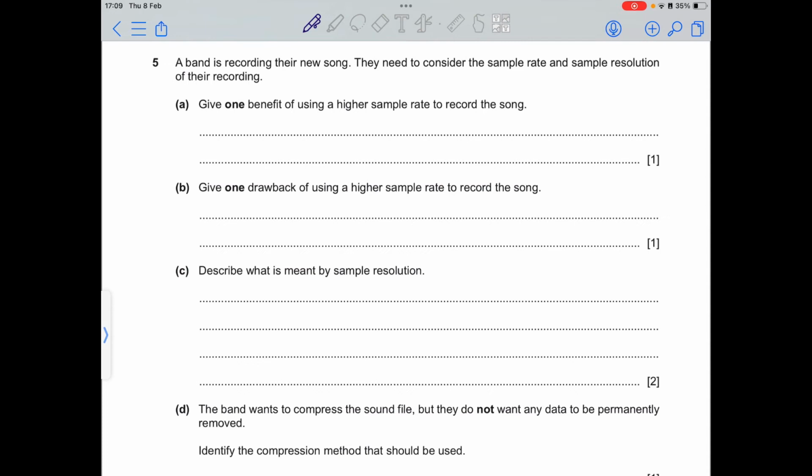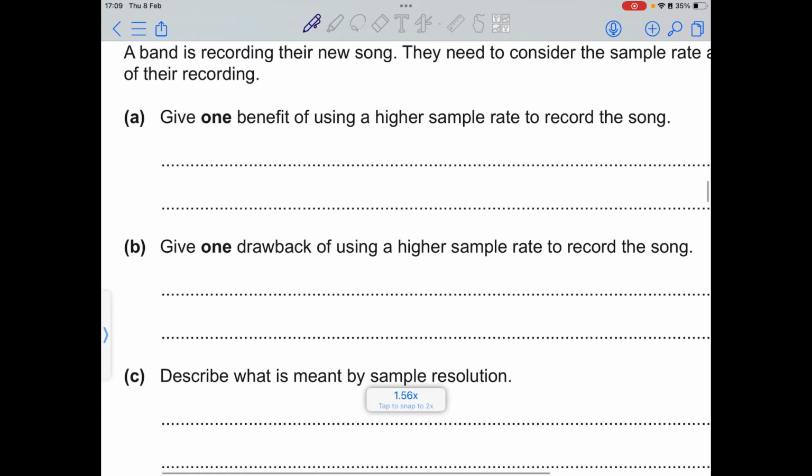Alright, moving on. The next question is: a band is recording their new song. They need to consider the sample rate and the sample resolution of the recording. Give one benefit of using a higher sample rate to record the sound. When you use a higher sample rate, you're taking more samples every second, which means that the sound file will be closer to accurate.